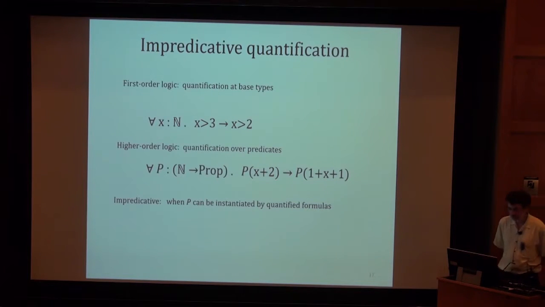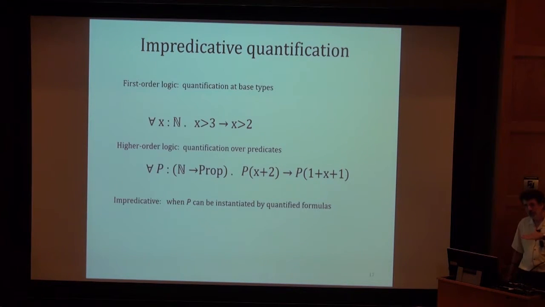So what does that mean? Well, when you instantiate the predicate, the bound variable of a quantifier in a logic that allows quantification over predicates, what kind of formula can you instantiate it with? If you can instantiate it with a quantified predicate, a formula that uses quantification, that can lead to paradoxes.